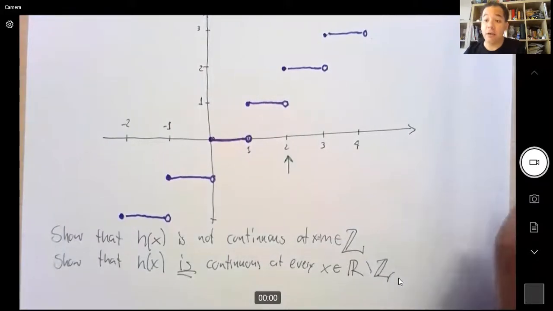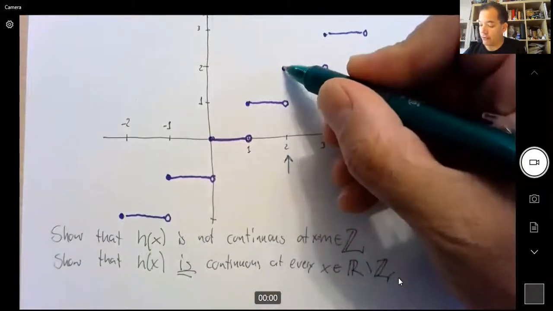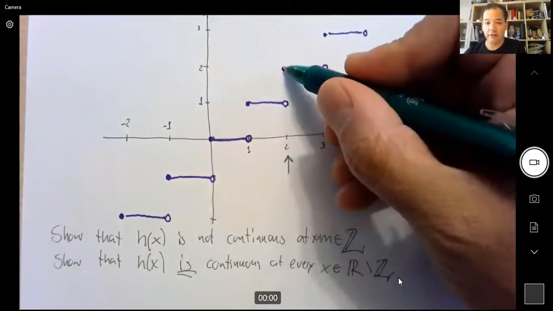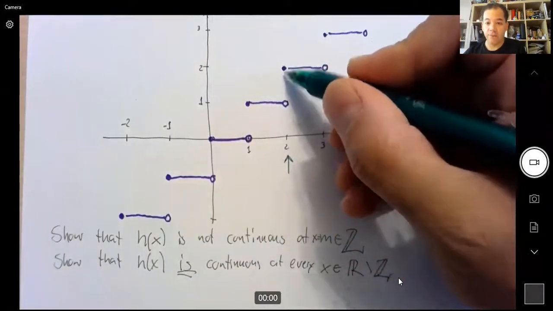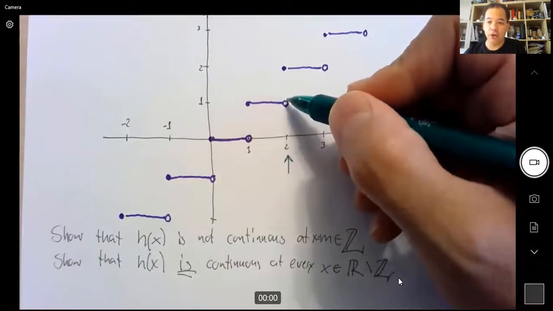Well, we want a sequence of points such that the limit of those points is not approaching f of 2. Now, f of 2 is 2. We know it right here, right? So f of 2 is right here over here too. So what kind of sequence should we choose?